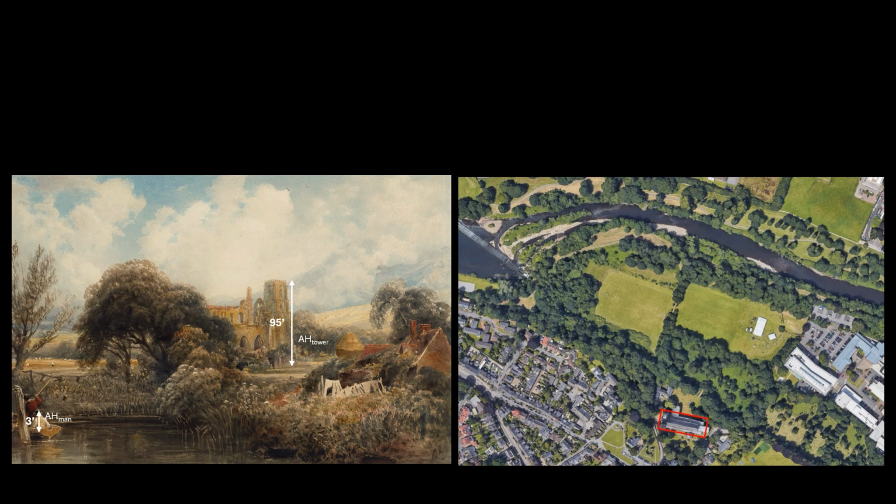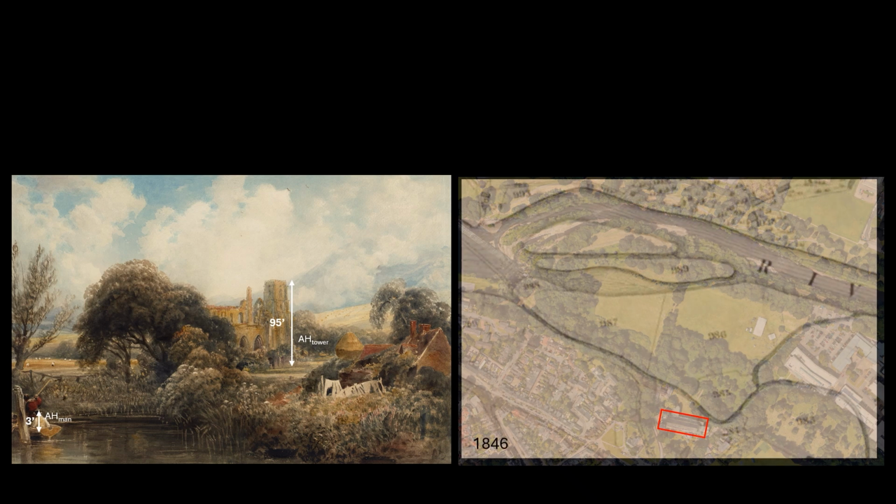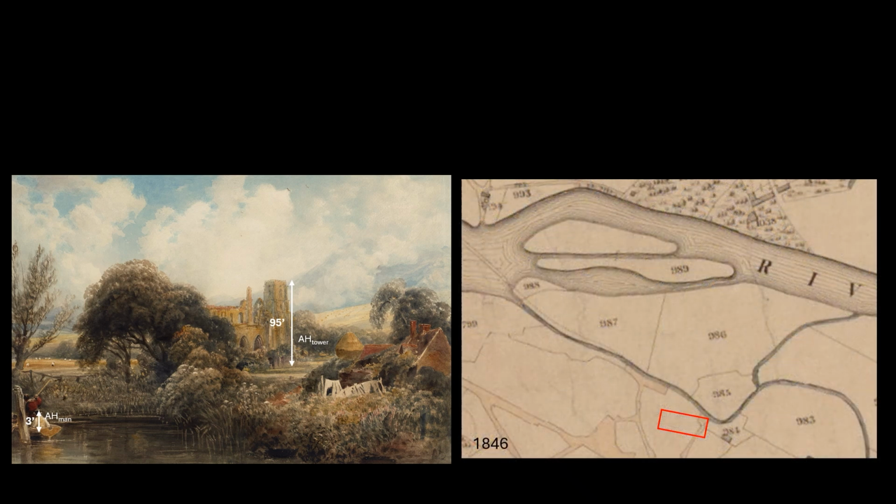But to do this, we need to look at a different map, an older map from about two years before this watercolor was sketched. Llandaff Cathedral is outlined with a red box, and notice in the middle of the river there's an island that is now outlined in yellow on both the map and on the watercolor image.